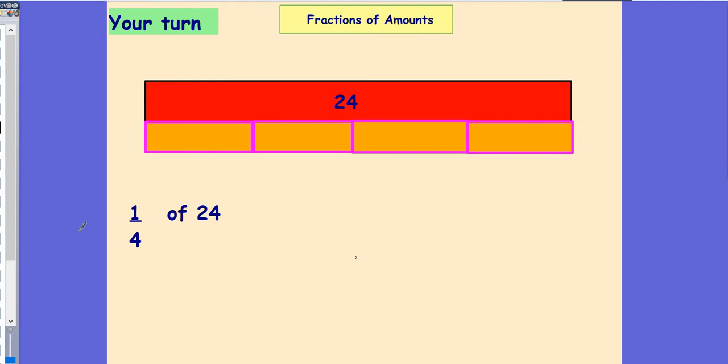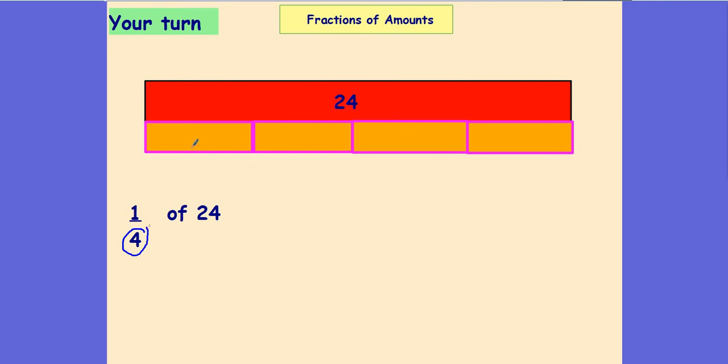Next question for me. What's a quarter of 24? Pause the video, have a little think, light blue books. Write down what you think a quarter of 24 is. Use the bar model to help. Pause the video now. Okay, so I've divided 24 into 4 this time because my denominator is 4. Each of those parts is going to be worth 6 because 24 divided by 4 gives me 6. I want 1/4, which is going to give me 6. Just one of those parts there is 6.